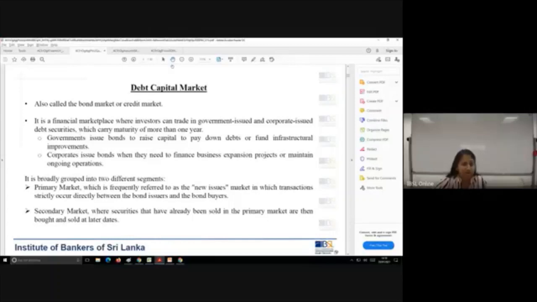Okay. Now, debt capital market, because it's a capital market, we can divide it into two segments: primary market, secondary market. What is primary market? Market for new issues, where the transaction happens between the bond issuer and the bond buyer. So here it will be the investors and the issuing company. Fund flow goes to the issuing company. Secondary market, what happens? Already the instrument has been issued. Now it's getting traded in the secondary market. That's what happens in a secondary market.